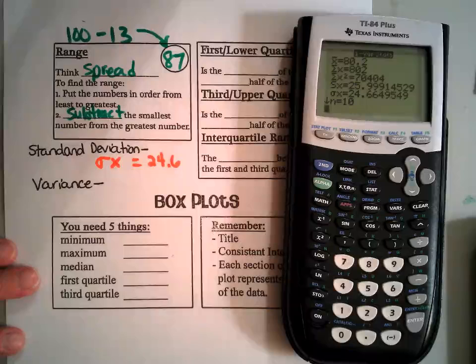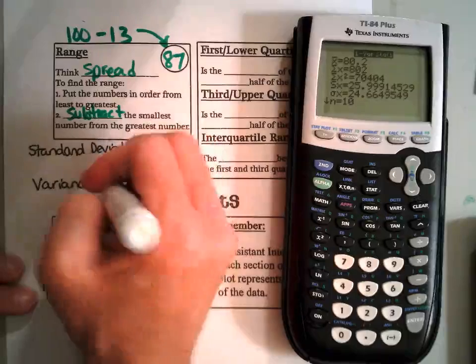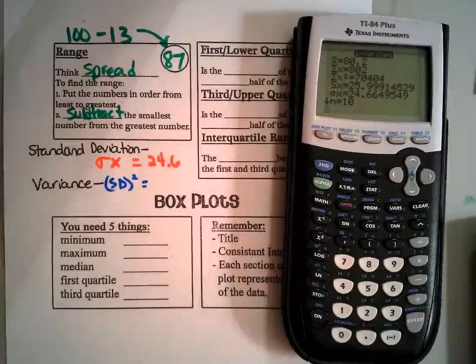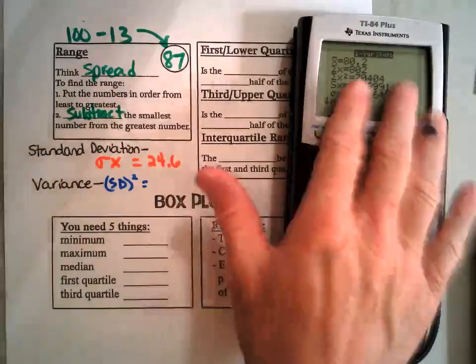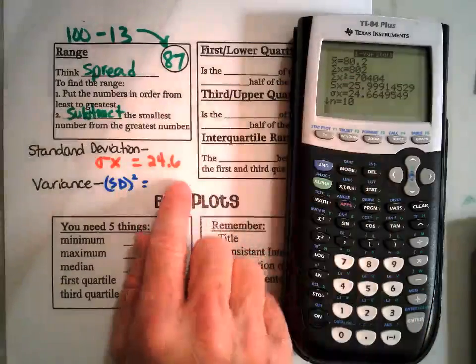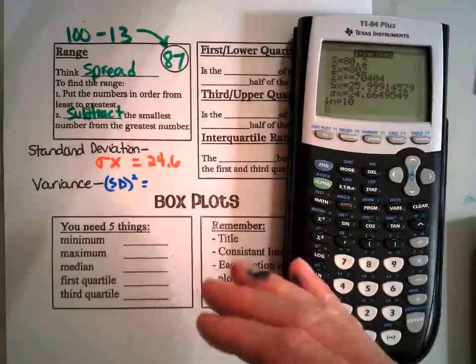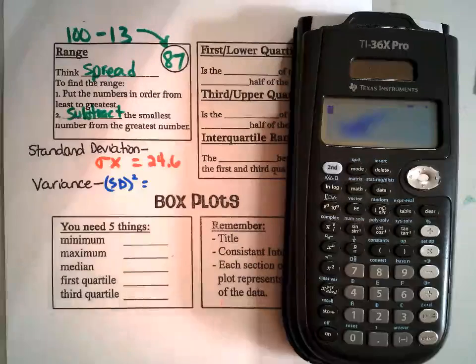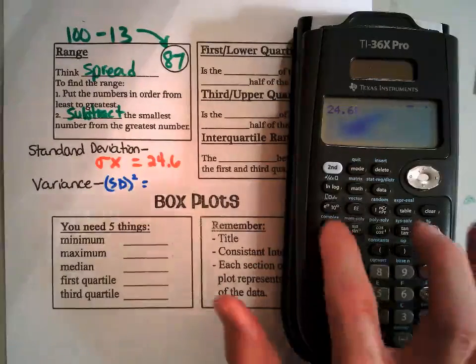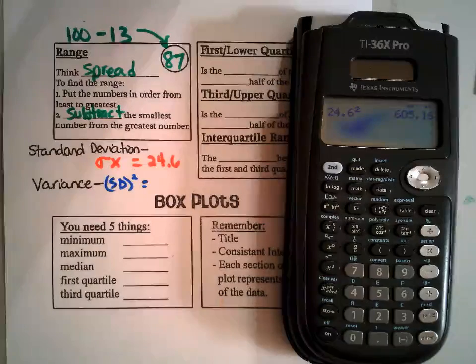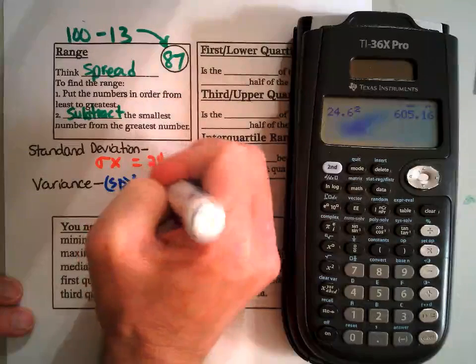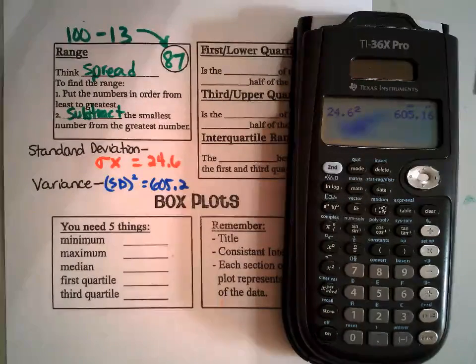Okay, variance is the standard deviation squared. So you'll actually have to get out of this menu to be able to get the variance. You'd have to quit, go put 24.6 in the calculator, and square that. It's a big number, 605.2. 605.2 is the variance. It's a big variance. It's a big spread.